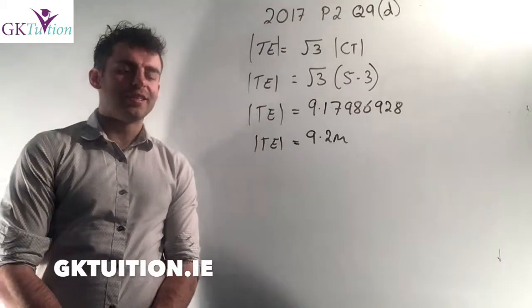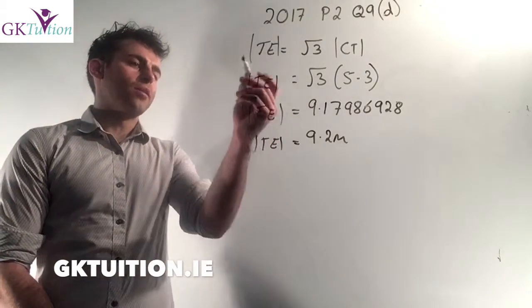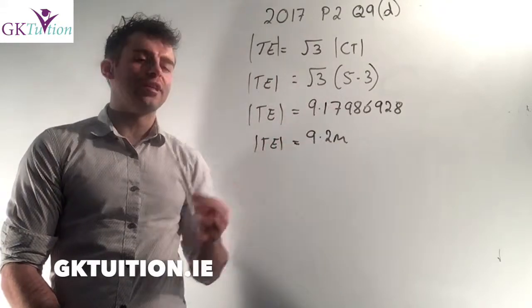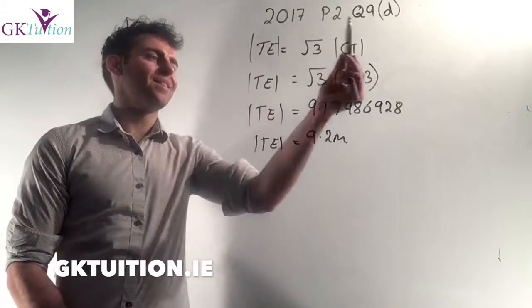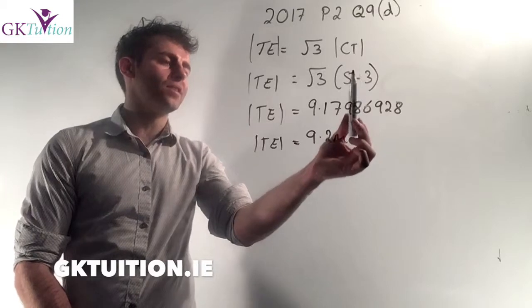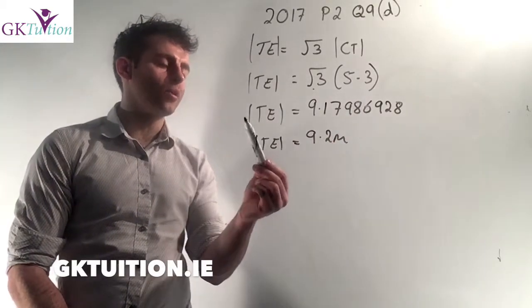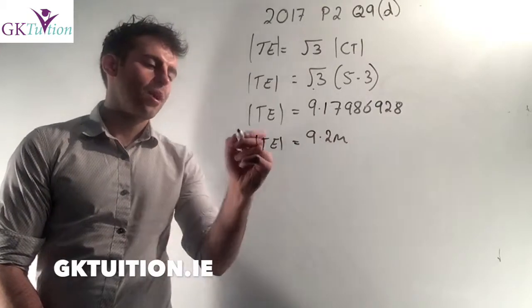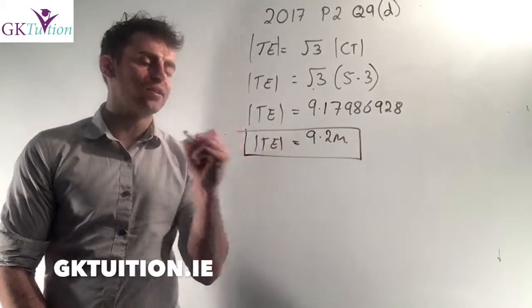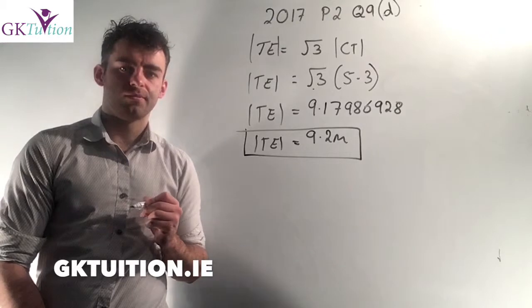It says now find the distance te. In the first part of the question we said te is equal to root 3 times ct, and in part C of this question we worked out a value for ct as 5.3. So you just multiply root 3 by 5.3 and te works out as that. But it asked me to get it to one decimal place, so it's 9.2 meters.